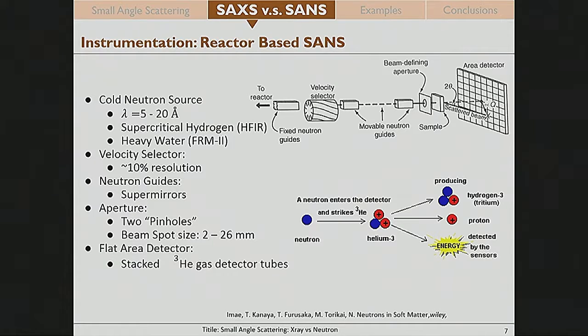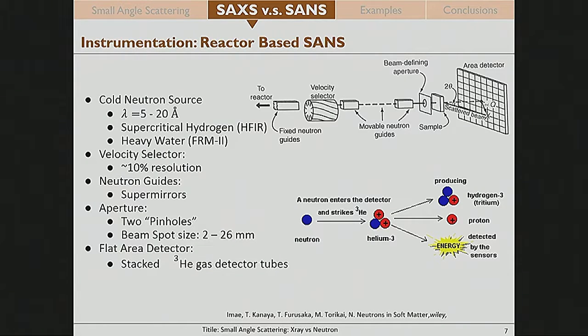At HIFER, the resolution of the velocity selector is about 10%, and that's one of the major resolution limitations of this instrument. So once the neutrons have gone through the velocity selector, they go through these neutron guides, which basically operate off of the principle of total external reflection. They're just like super mirrors. And then they go through a couple pinholes, which defines your beam spot size. At HIFER, they can control the size between 2 and 26 millimeters.